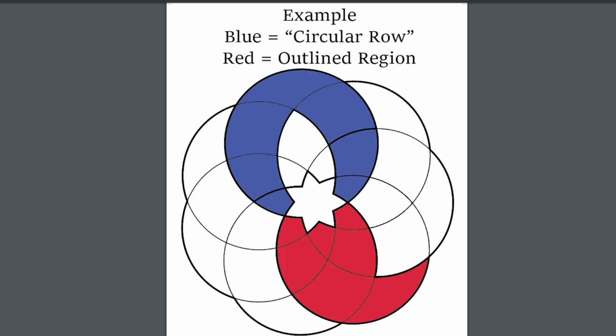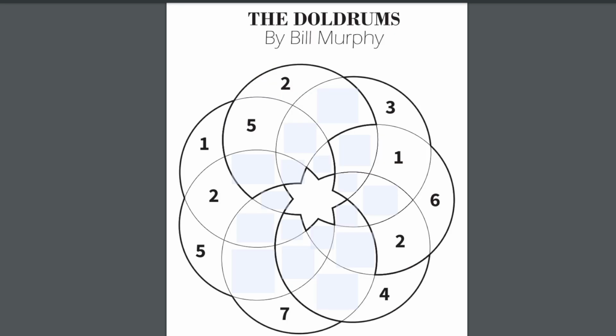Bill, Bill, Bill. So, this is an example where the blue region is a circular row, so around the circular edge, whereas an outlined region is exactly what it sounds like, the thickly outlined regions here. So, in our example, the circular row would be these digits here, and the thickly outlined region would be 1, 2, 3, 4, 5, 6, and 7 in this thickly outlined bit. So that's it. Those are the rules. Let's just jump right into it.